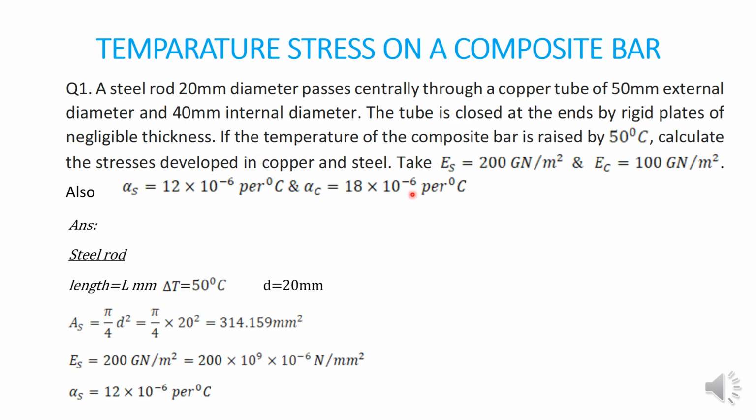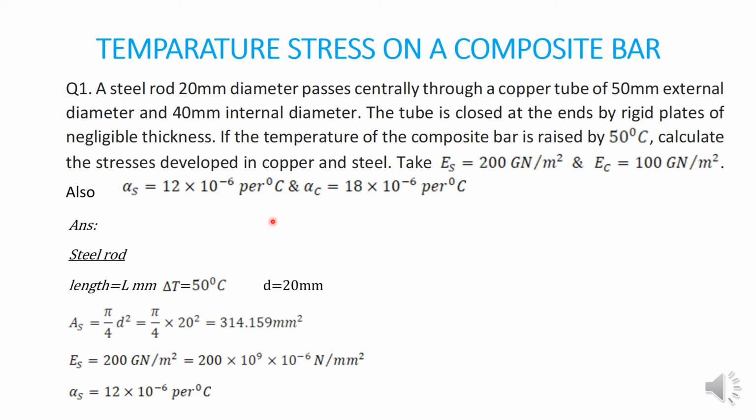steel. Take Young's modulus for steel as 200 giganewton per meter square, and that for copper as 100 giganewton per meter square, and also the alpha S and alpha C values are given in the question. Okay, so let's find the solution.